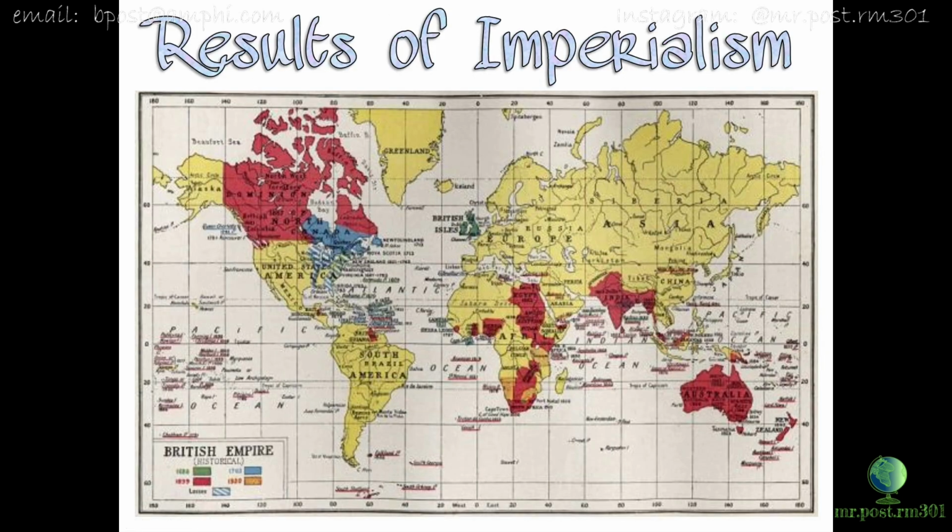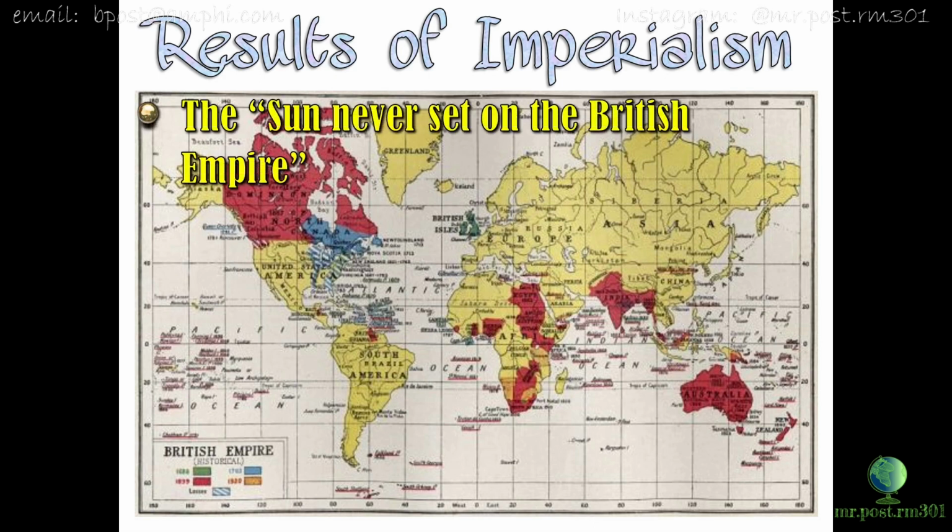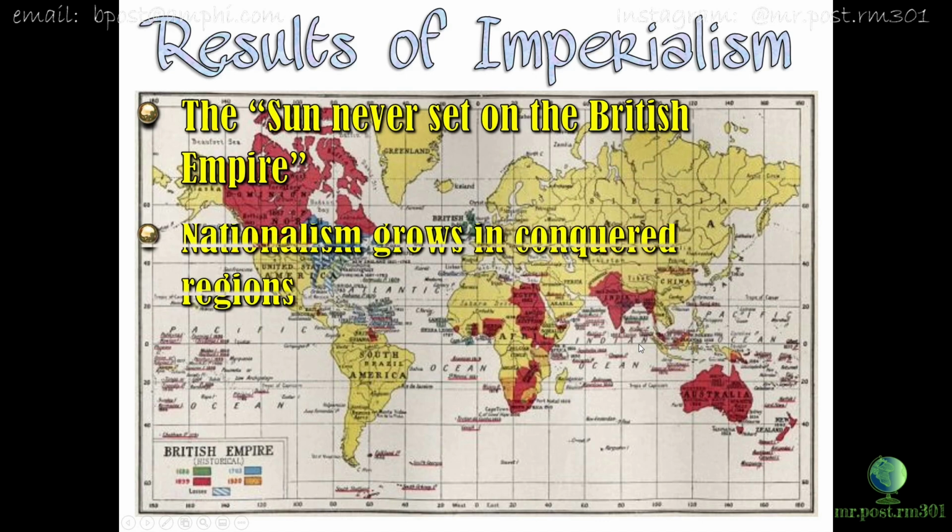The results of the imperialism, one of the big things: the sun never sets on the British Empire. You can see all these areas, these territories in red, were controlled by Great Britain. And the expression, the sun never sets on the British Empire, is because no matter where you were in the world during daytime, when the sun is shining, it was shining on British territory somewhere. So the sun never set on the British Empire.